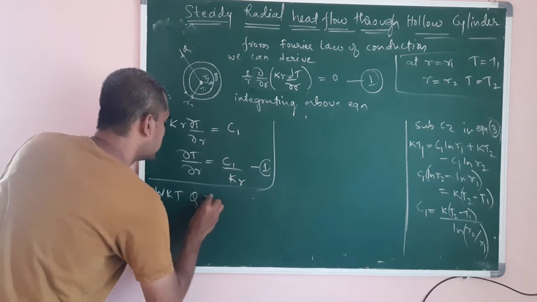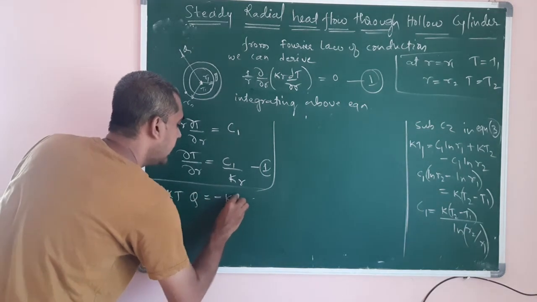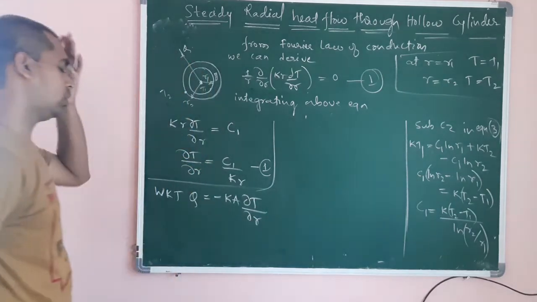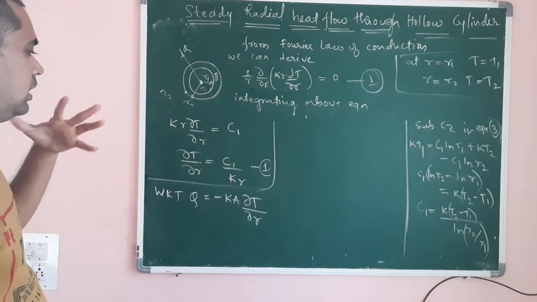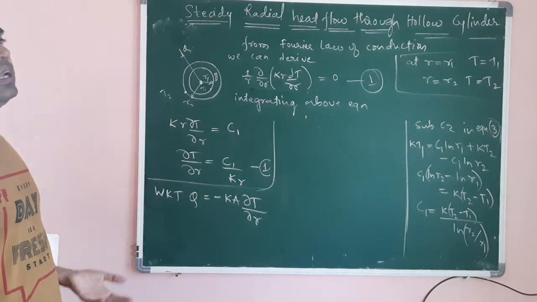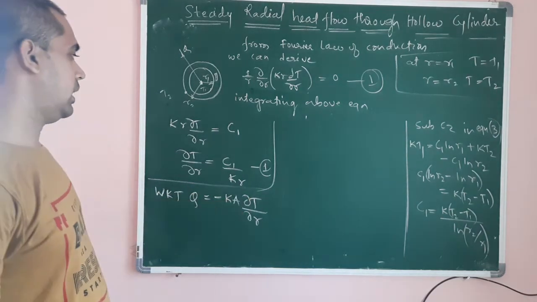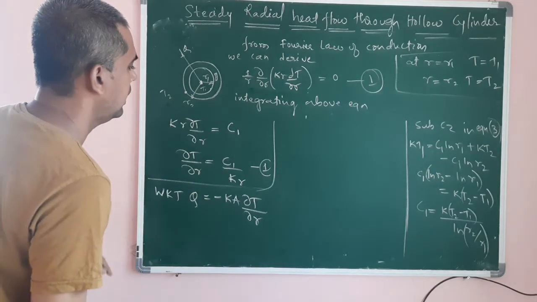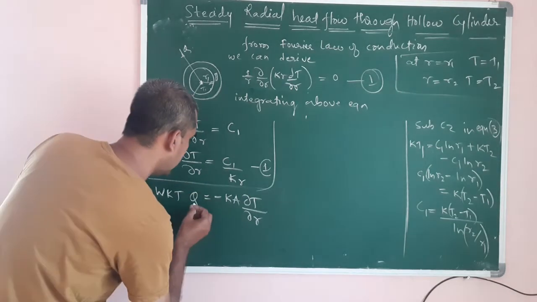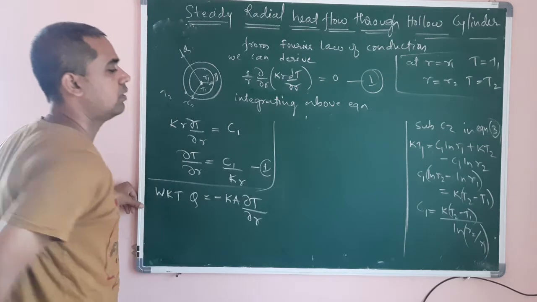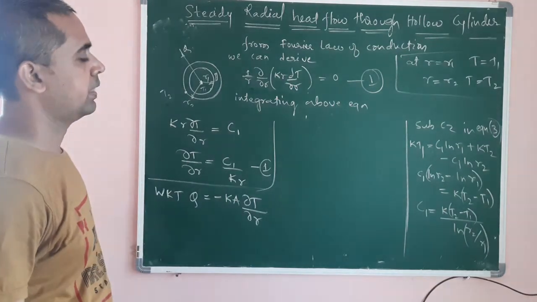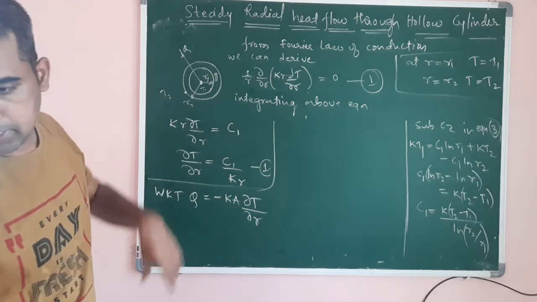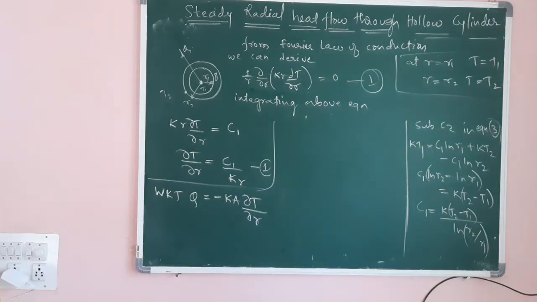We know that heat transfer Q is equal to minus K A dou T by dou R here. It will be dou T by dou X in Cartesian coordinates. Here it is dou T by dou R. Dou T by dou R is equal to what? C1 divided by K r. C1 is equal to T2 minus T1 divided by ln of R2 minus R1.